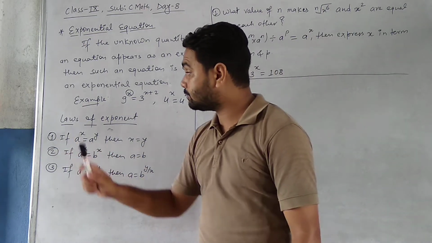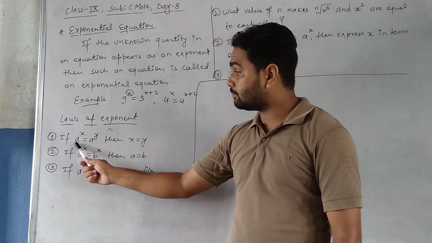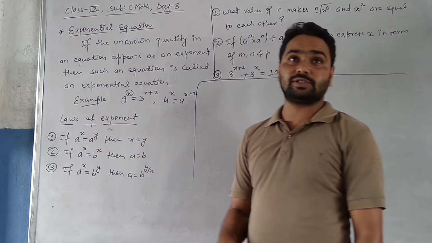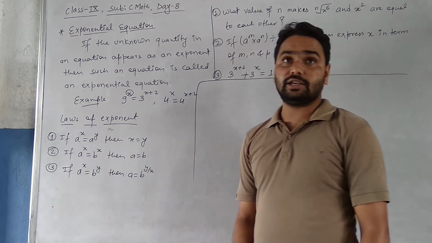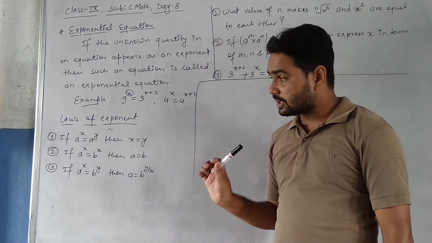First, if a power x equals a power y, that means the bases are the same and there is an equal sign in between them, then x equals y. We can write that. That is the first law.